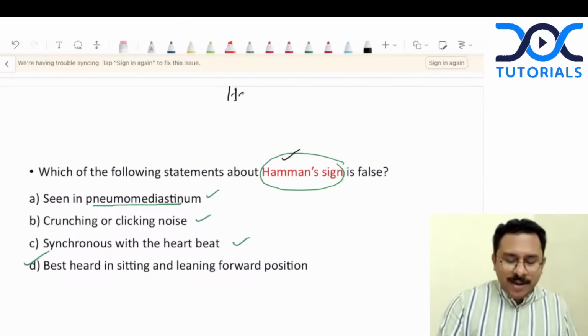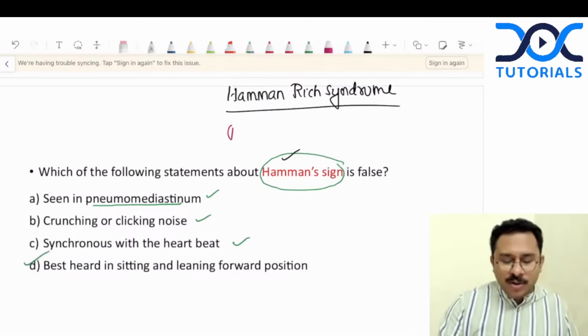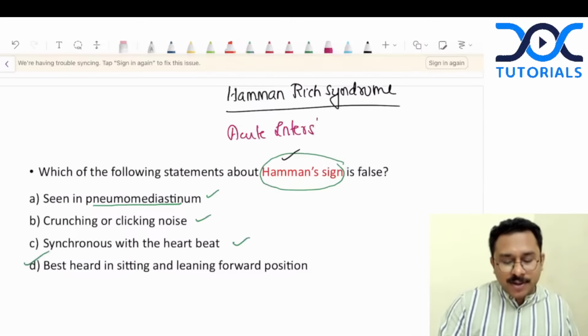Now, regarding the Hammond that I asked, I'll give you a hint. Can you tell me what is Hamman-Rich syndrome? Hamman-Rich syndrome. Who is going to answer? Hamman-Rich syndrome is also known as acute interstitial pneumonia. Okay, very important. All these points are very important. Acute interstitial pneumonia. It's a type of interstitial lung disease.